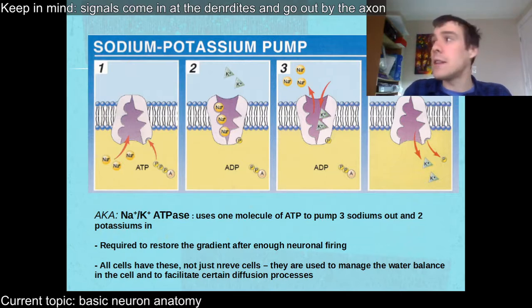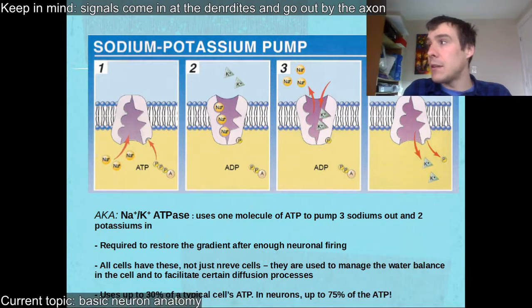So all your cells have these pumps, and they use a lot of energy. So if I just open this up down here, it uses up to 30% of a typical cell's ATP. Just your normal everyday cells, 30% of their ATP energy is spent shoving sodium out and potassium in because they use that gradient for all kinds of interesting cell processes. But in neurons, it is the main way that they fire. That charge is the main way that they fire, and they want to maintain that gradient all the time.